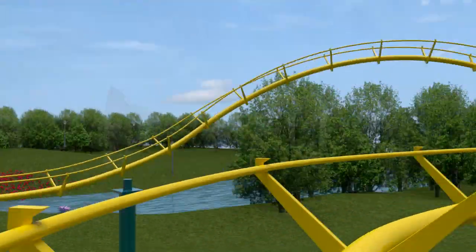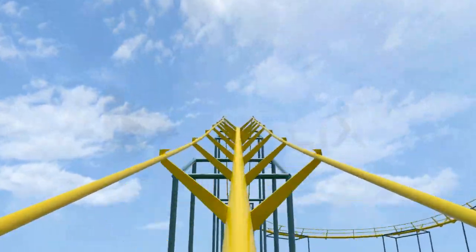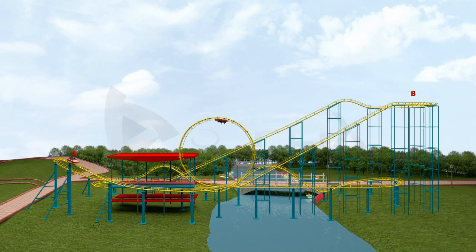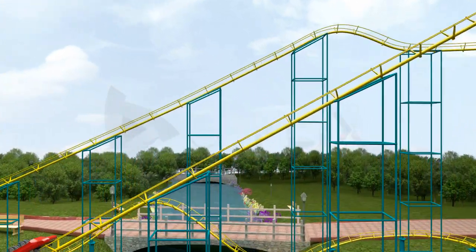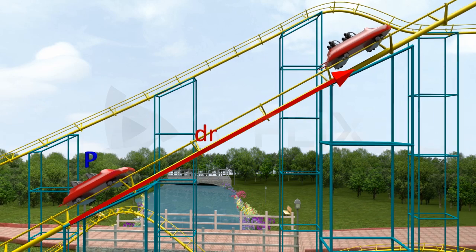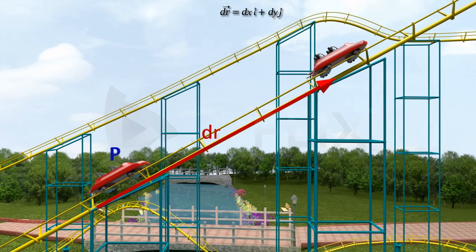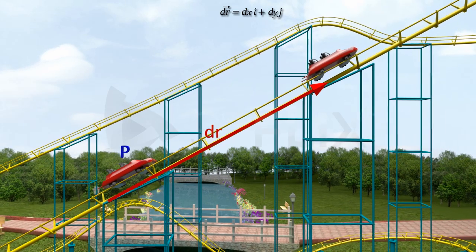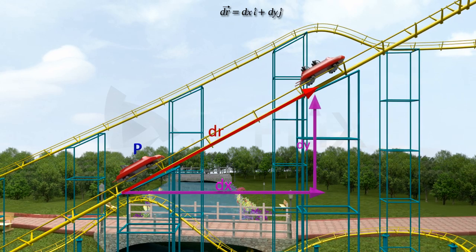Let us look at the work done by two different types of forces, gravitation and friction. Consider an object taken from point A to point B along the curve y of x near the Earth's surface. Let us calculate the work done by gravity when the object moves through an infinitesimally small distance dr from a point P on the curve. dr is the summation of its displacement along the x-axis, dx, and its displacement along the y-axis, dy.